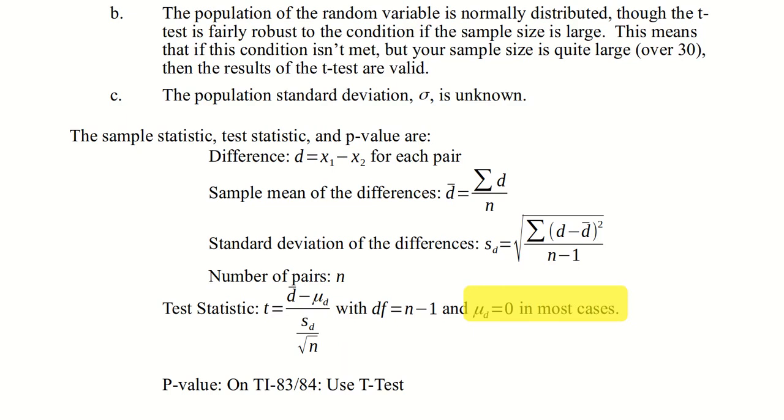We're allowed to assume the null hypothesis. And so notice that in most cases, the null hypothesis is that there's no difference between the two populations. That is, that the mean of the differences is 0. So that makes this formula just a tad nicer. Of course, the p-value will come to us using a calculator. We'll use the t-test to do that.